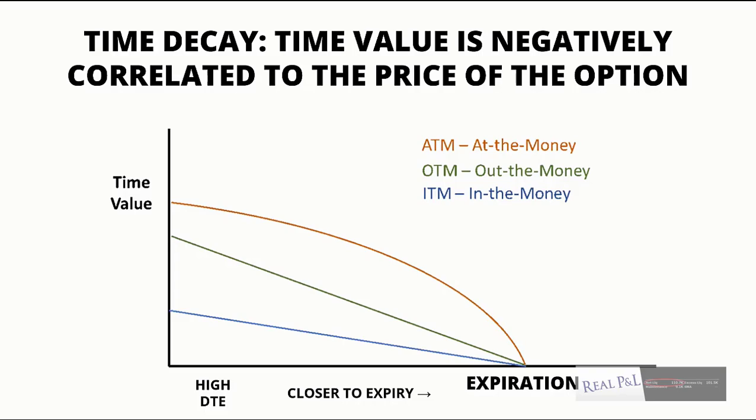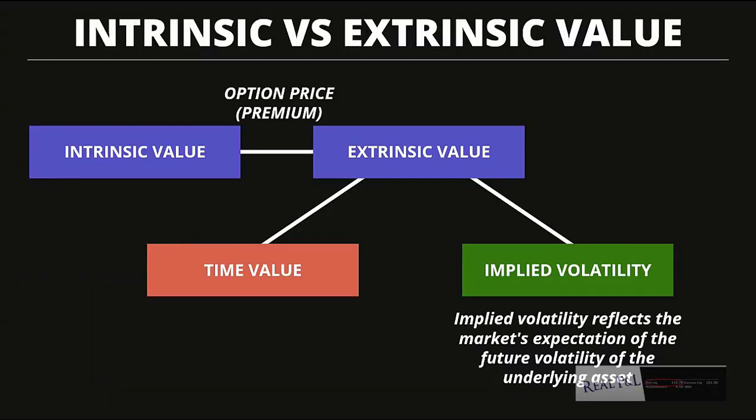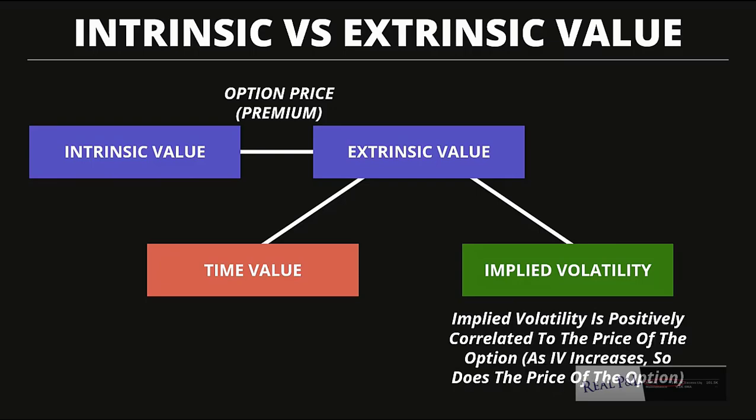Time decay picks up speed as expiration approaches, depending on whether you're at the money, out of the money, or in the money. And some of you may have seen a similar chart to this chart here. Another component of extrinsic value is implied volatility. Implied volatility reflects the market's expectation of the future volatility of the underlying asset. Implied volatility is positively correlated to the price of the option. As implied volatility increases, so does the price of the option.